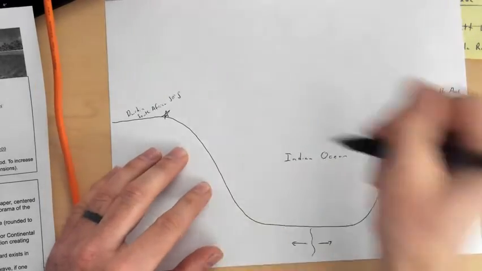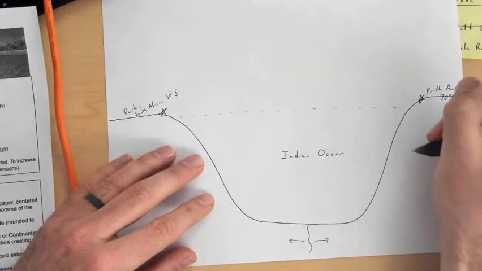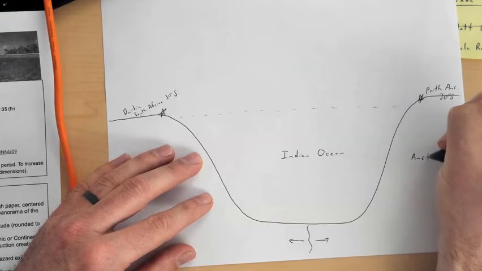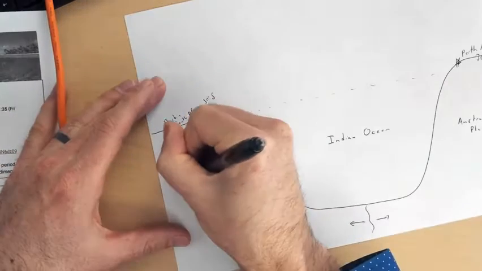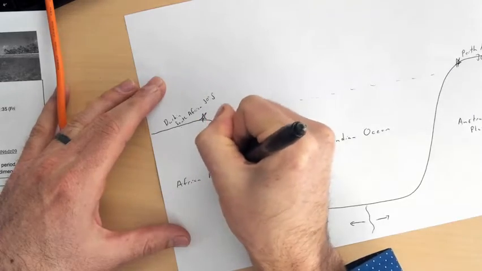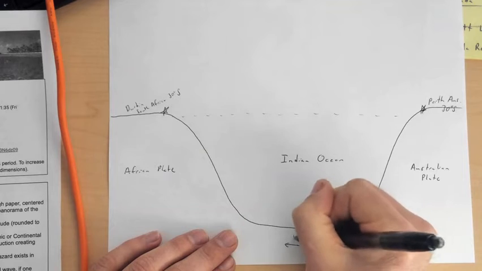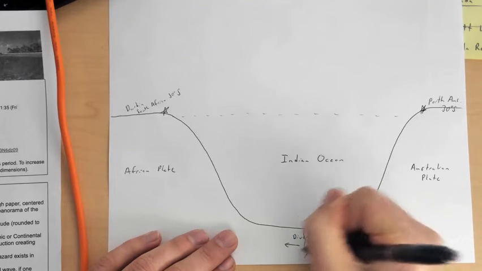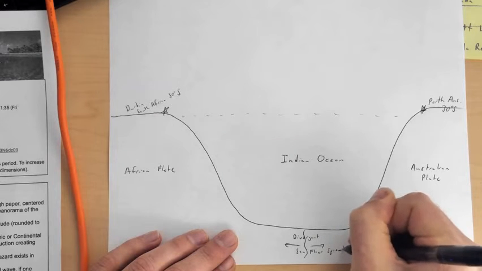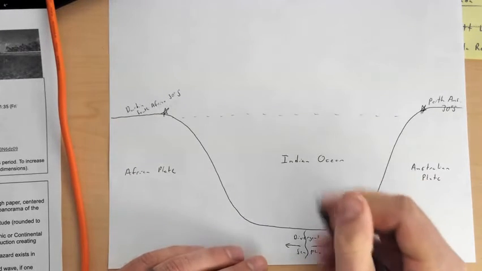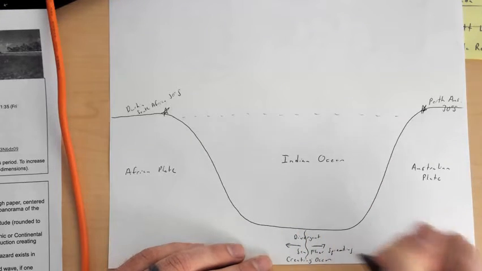Here, I'm not going to draw on the water line yet, but it would be right across the center here. And on one side, I have the Australian plate, which is a continental plate. On the other side, I have the African plate, which is a continental plate. And these two are diverging apart. That's divergent seafloor spreading. And that is creating an increased ocean size there in the Indian Ocean. It is creating an ocean.